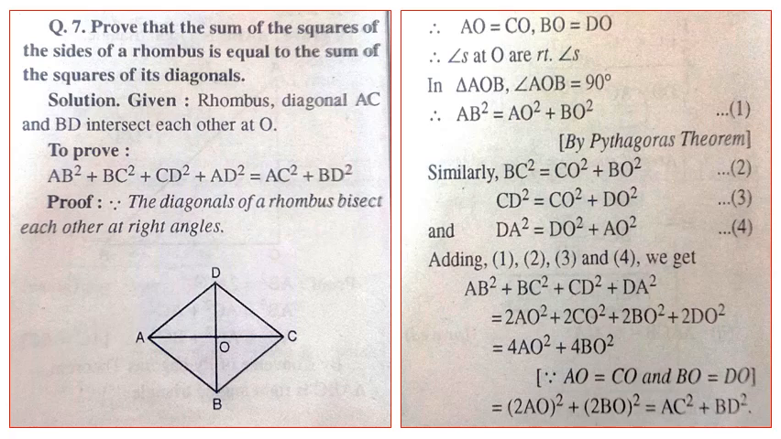In LHS we have all the sides with their squares in addition. So AB square plus BC square plus CD square plus DA square is equal to AC square plus BD square, which is our result. Hence proved.